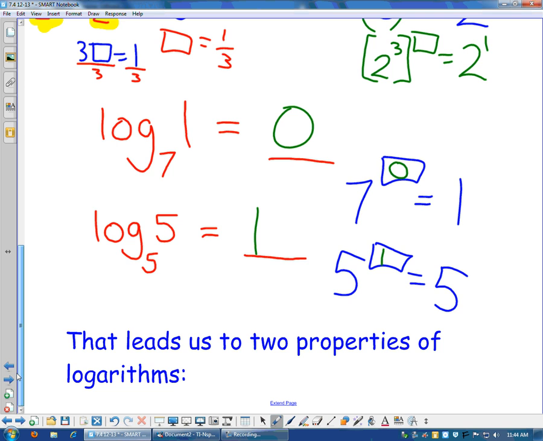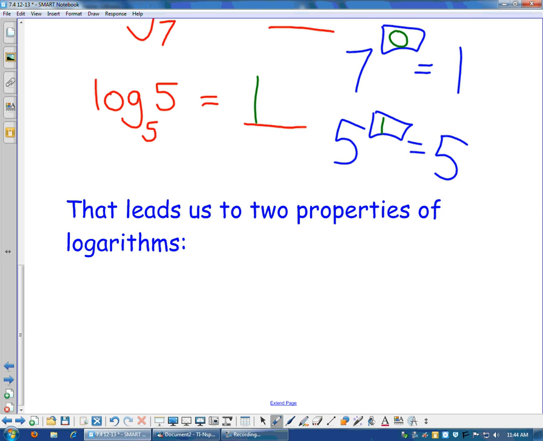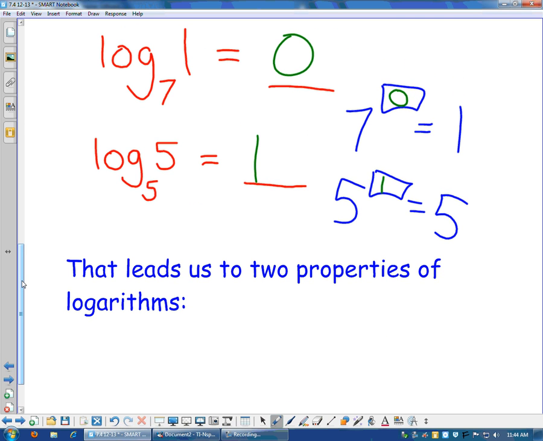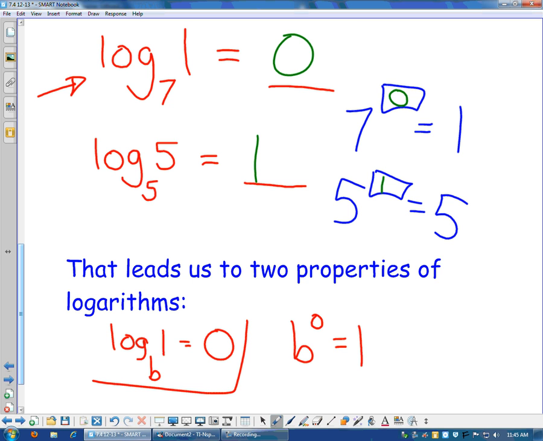That leads us to 2 properties of logarithms based on these last 2 examples. And the properties look like this. One says log to the base b of 1 is always going to equal 0. That's just like this example right here. Log to the base 7 of 1 was equal to 0. This is basically saying b raised to the 0 is equal to 1. So there's our first property of logarithms. Log to the base b of 1 is equal to 0.